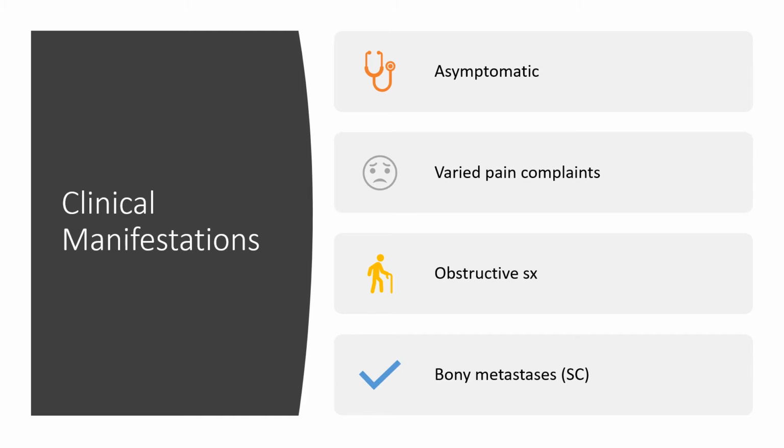In addition to the varied pain complaints, the patient may also experience obstructive symptoms, and obstructive symptoms include urinary urgency, frequency, hesitancy. The patient may complain of painful urination, dysuria. They may have blood in the urine, hematuria, and also may complain of difficulty initiating or continuing the urine stream, and just a general decreased urine stream and voiding volume as well.